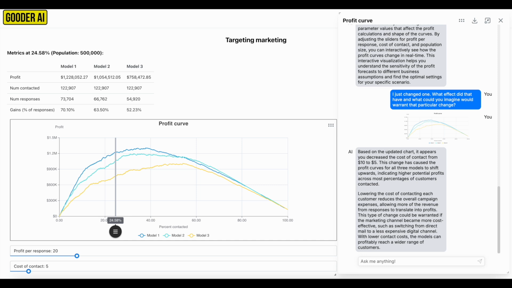This type of change could be warranted if the marketing channel became more cost-effective, such as switching from direct mail to a less expensive digital channel. With lower contact costs, the models can profitably reach a wider range of customers.